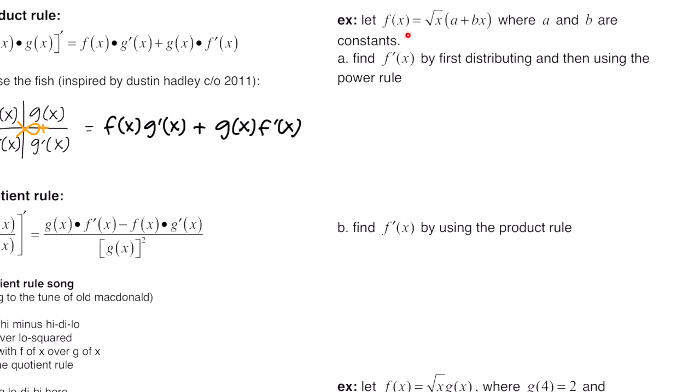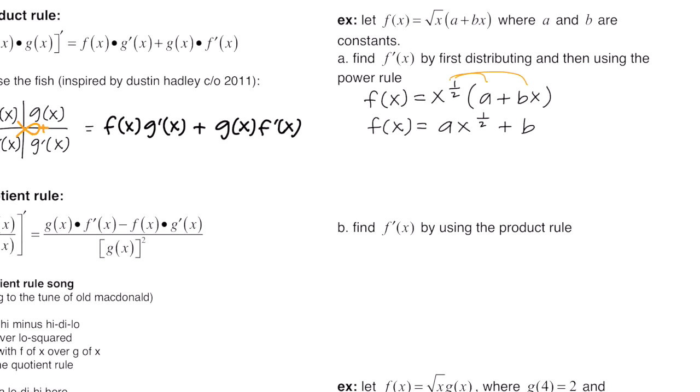This example says let f of x equal the square root of x times the quantity a plus bx, where a and b are constants. Part A, find f prime of x by first distributing and then using the power rule. So in order to do that, I'm going to rewrite the square root of x as x to the 1/2. And now we can distribute.